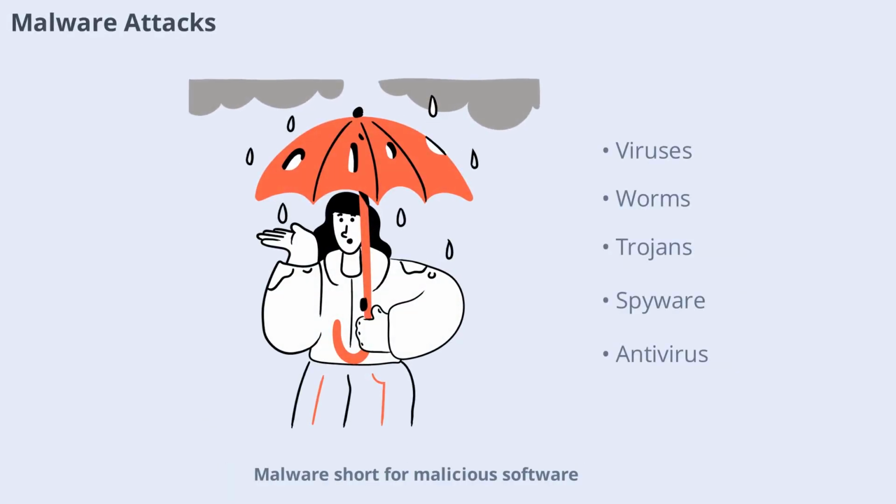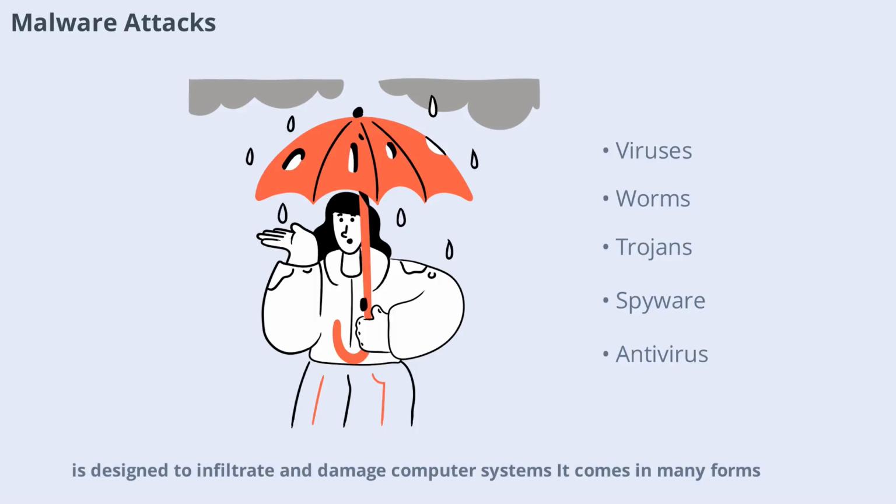Malware, short for malicious software, is designed to infiltrate and damage computer systems. It comes in many forms, including viruses, worms, trojans, and spyware. Once inside a system, malware can steal data, corrupt files, or even take control of devices. Protecting against malware requires updated antivirus software, regular system scans, and cautious behavior when downloading files or clicking links. Staying vigilant is key to keeping your systems safe.